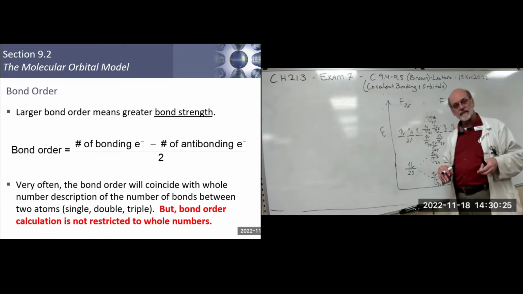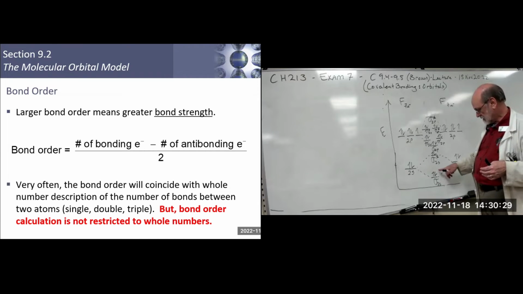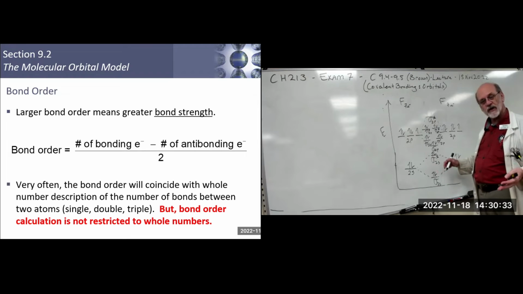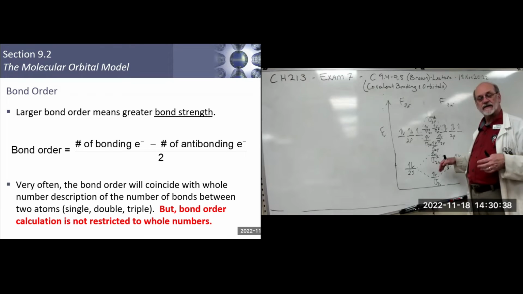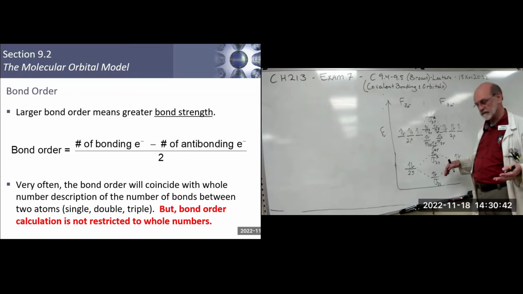And we calculate it by totaling up the number of bonding electrons, right? Wherever there's no asterisk, we total those up. And then we subtract from those the anti-bonding electrons, the ones with stars, and divide that by 2. That gives you the bond order.